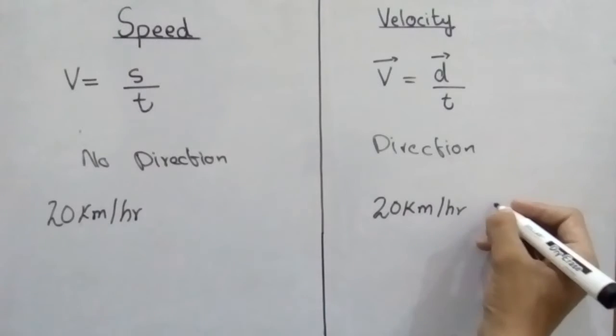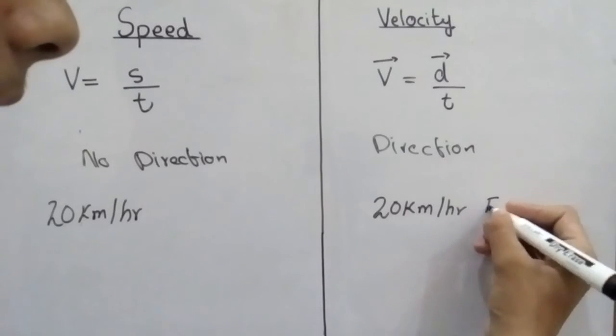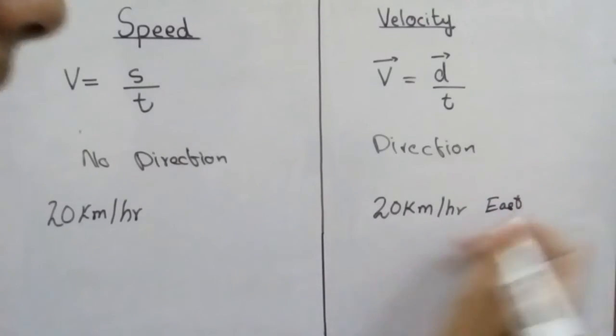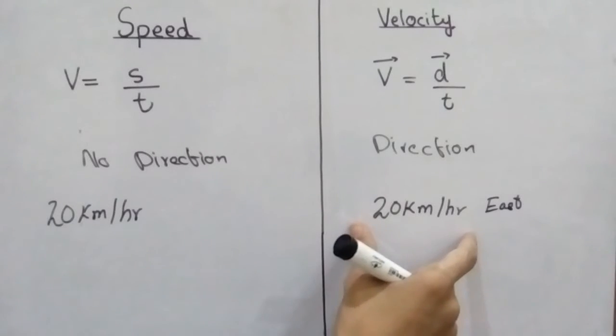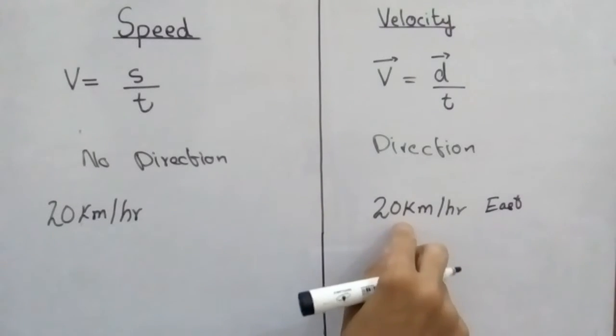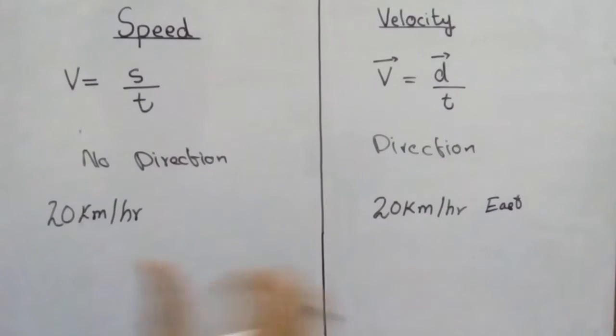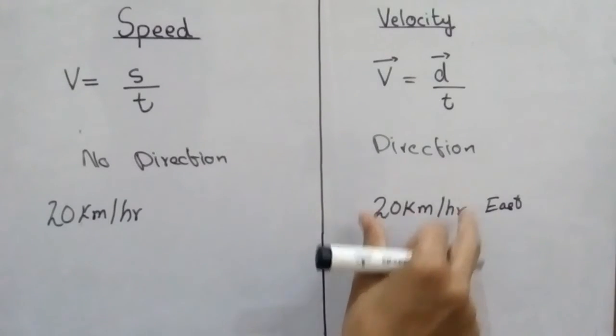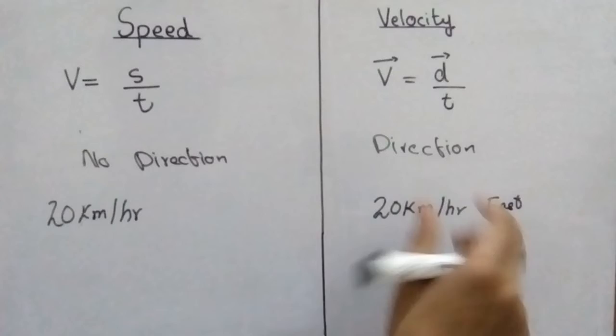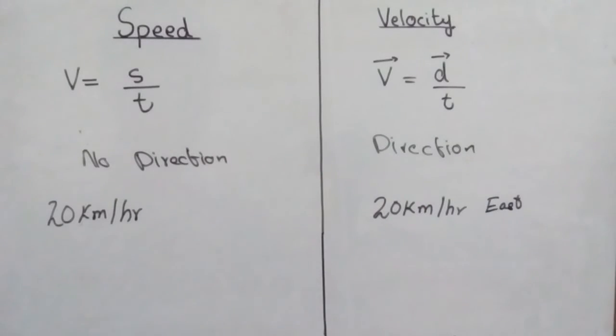Here we have a direction, for example east. We now know how many kilometers it covers in 1 hour, and we also know the direction. So direction plus distance divided by time is equal to velocity. If a body has a direction, then it is velocity. Which direction it is heading toward, that is velocity, and when it does not have a direction, we call this a speed.